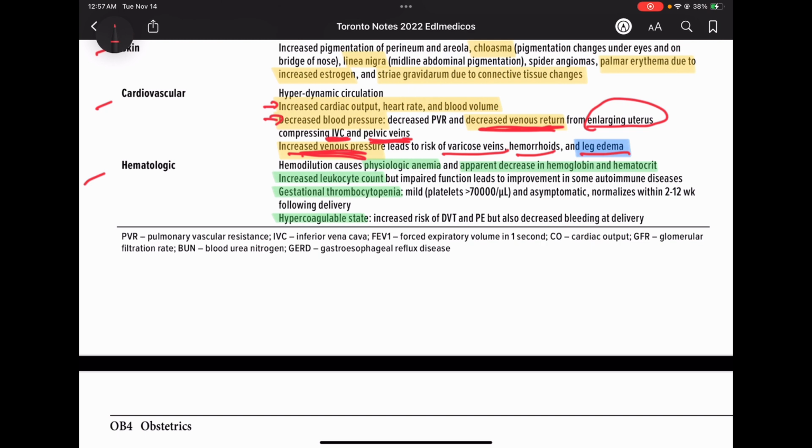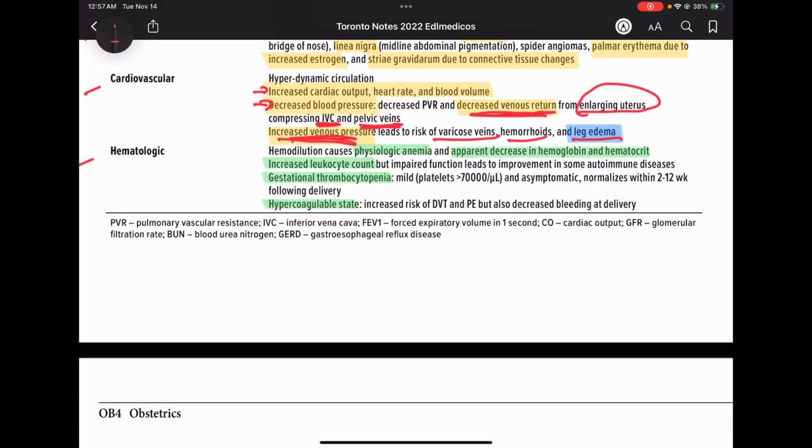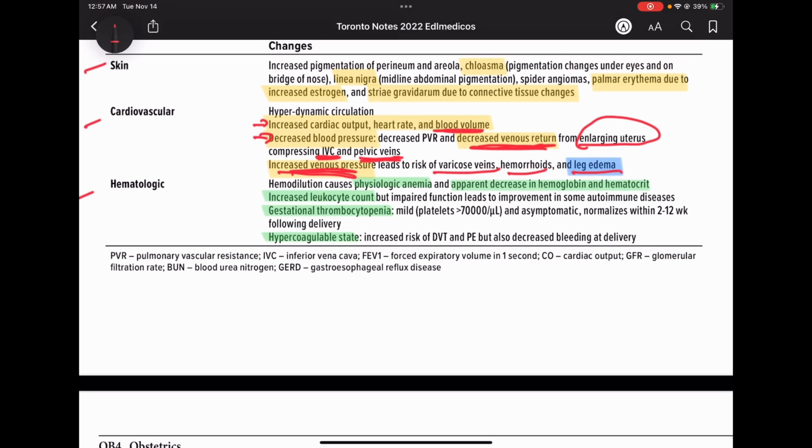Talking about hematological changes, hemodilution is the term which we use because the blood volume is increasing, blood plasma is increasing. So there is a physiological change which we call hemodilution, which happens in pregnancy. It causes physiological anemia. So basically, hemoglobin and hematocrit are not decreased, but because of the increase in plasma, there is an apparent decrease in hemoglobin and hematocrit, which is called physiological anemia.